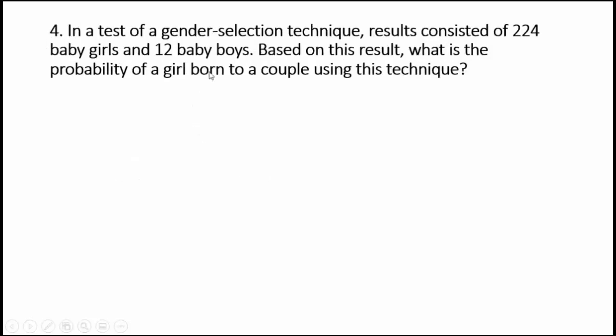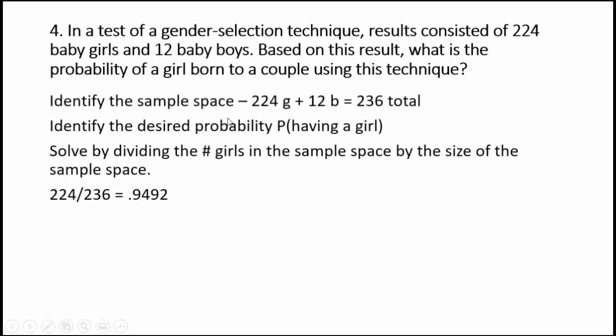Okay, 4. In a test of a gender selection technique, the results consisted of 224 baby girls and 12 baby boys. Based on this result, what is the probability of a girl born to a couple using this technique? Okay, once again, just basic probability here. You need to identify that sample space, which is 224 girls and 12 boys, or 236 people altogether.